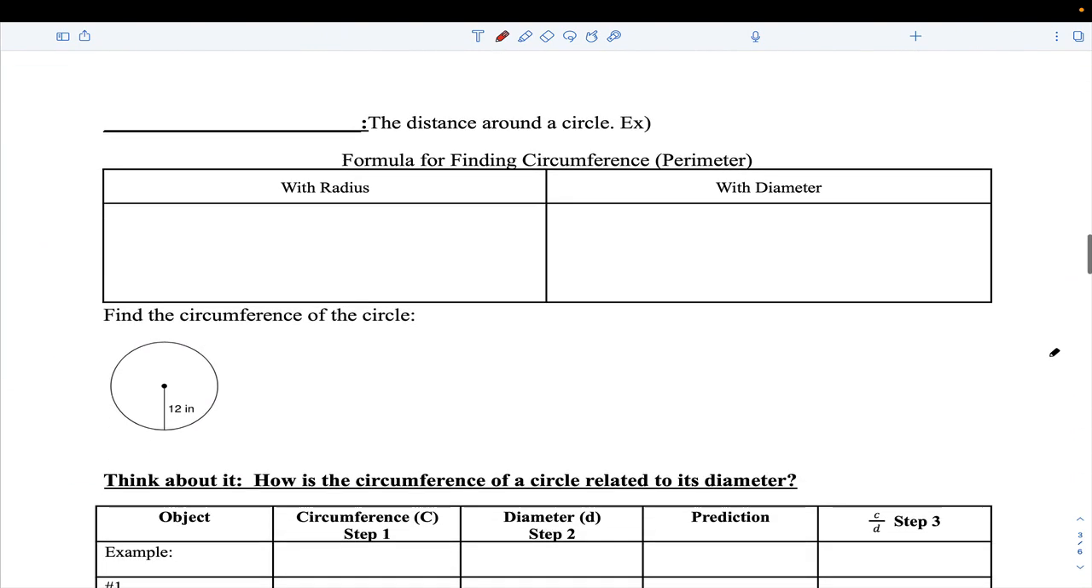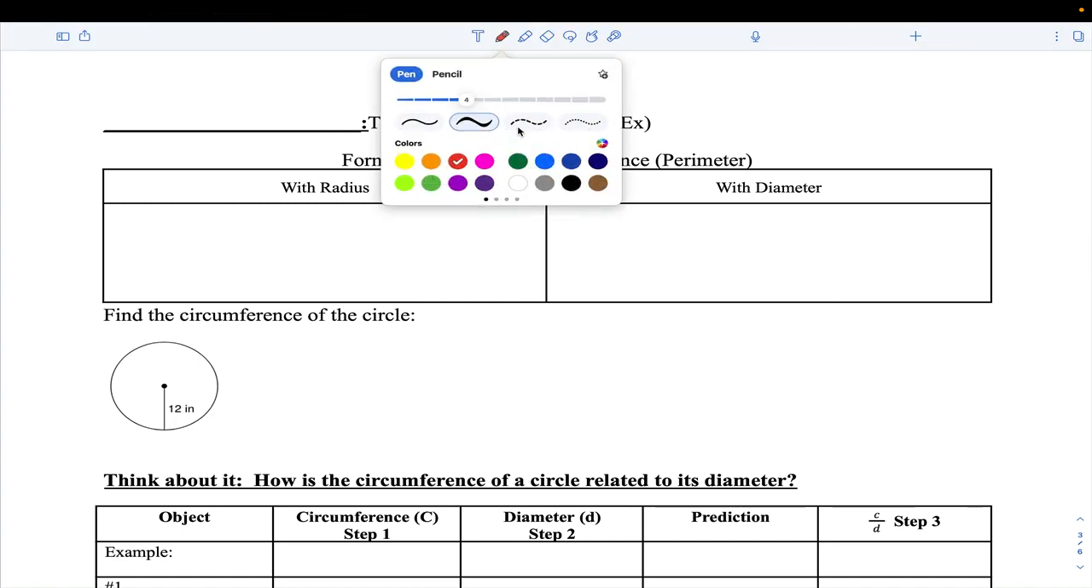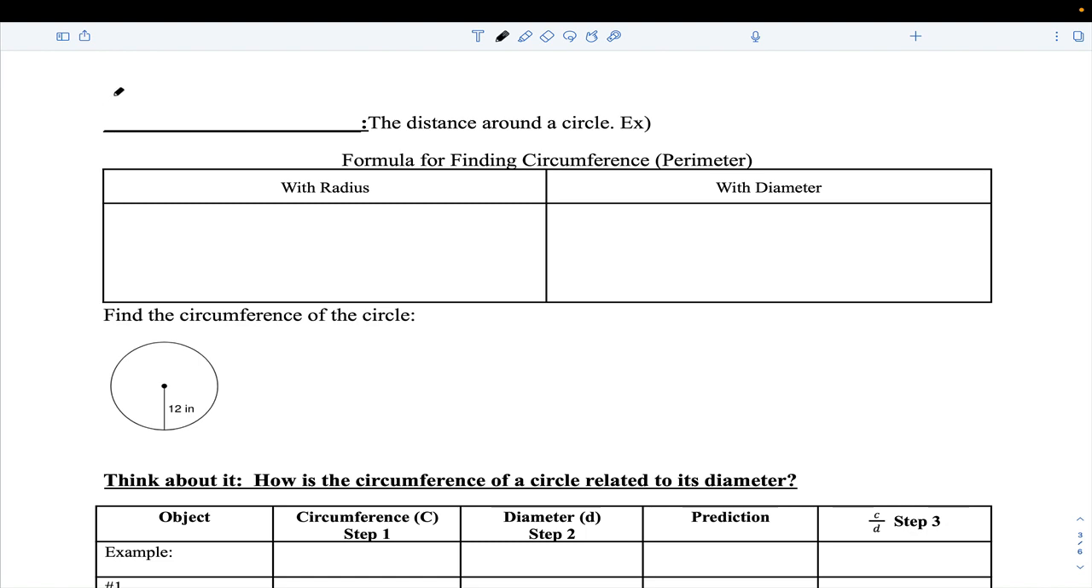Here is your task with your partner. We are going to explore something called pi and circumference. First thing you're going to do is write that word on the line. Circumference. The circumference is the distance around a circle. For an example, just draw a circle. It's kind of like the perimeter. If you had drawn the circle in the sand and you walked around it and measured it, that's your circumference.